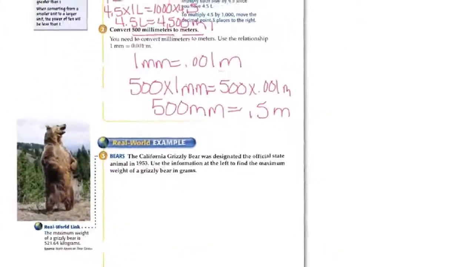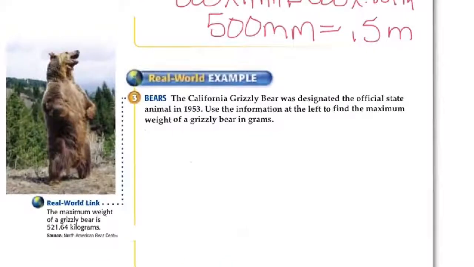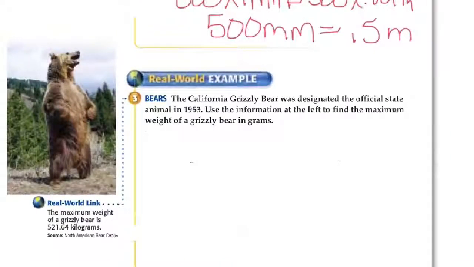Sorry about that. Let's go ahead and do this real world example with the bear, okay? The California grizzly bear was designated the official state animal in 1953. Use the information at the left to find the maximum weight of a grizzly bear in grams. The information that we have over here is the maximum weight of a grizzly bear is 521.64 kilograms. So let's write this down.